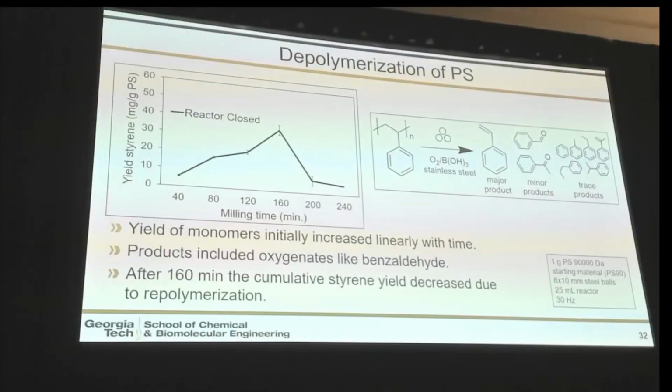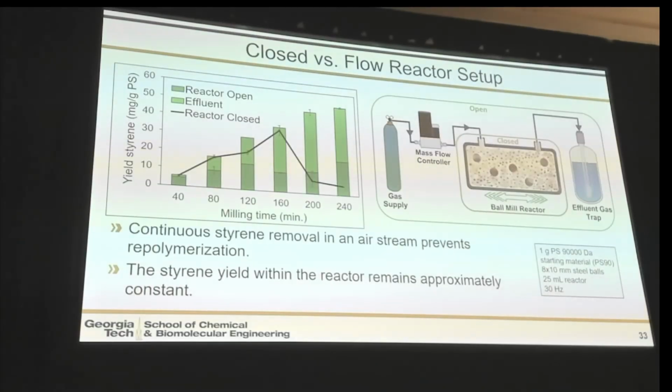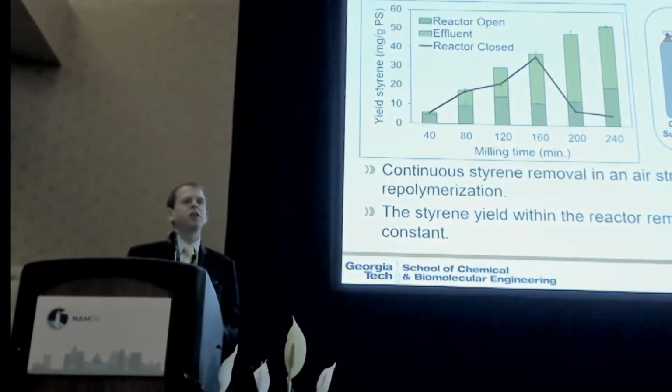How can we prevent that? Well, we have to continuously remove the product, and we do that by implementing a gas stream in the process. We stay on this constant trajectory and we keep making styrene at approximately constant yield. So once you have solved that, this process can keep making product for an extended time.